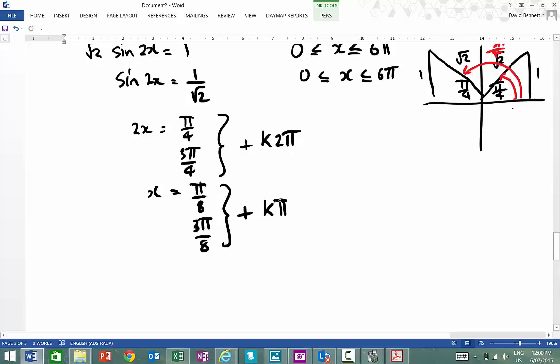All right, so you get the idea? The only difference is when I'm doing it, I have to divide by 2. If it was a 3, I'd divide by 3. If it's a 4, I'd divide by 4. So now I'm going to have multiples of k pi on 8.